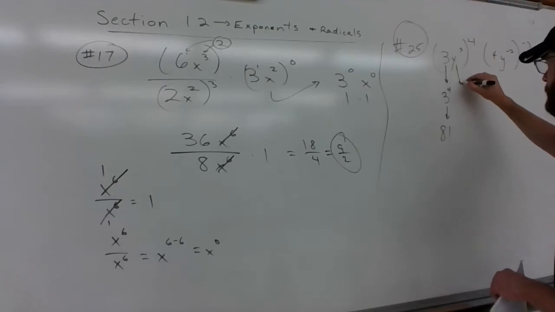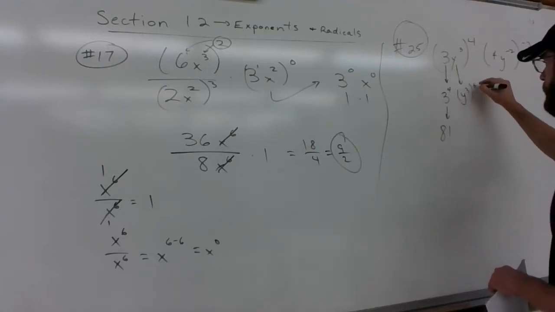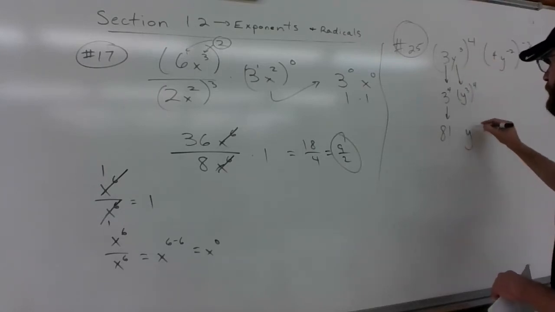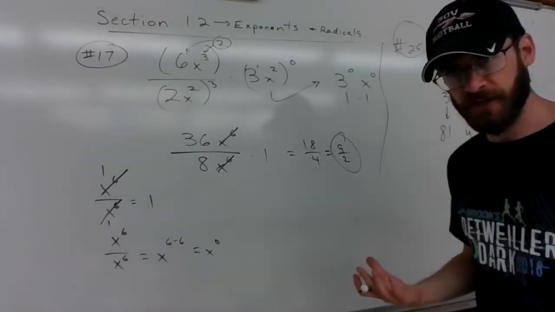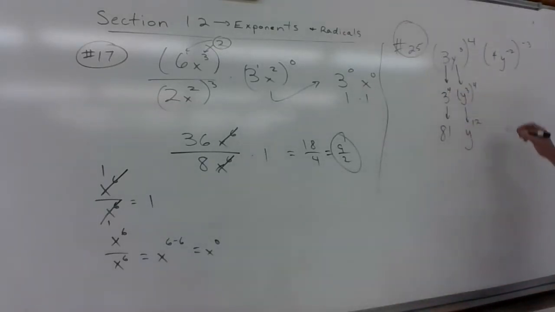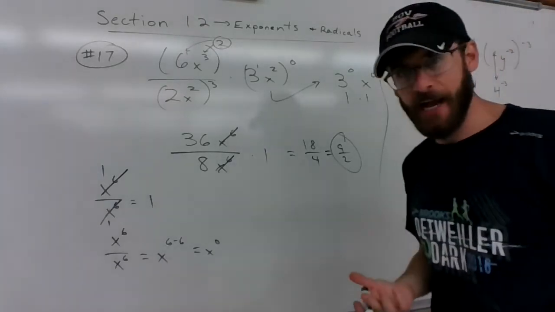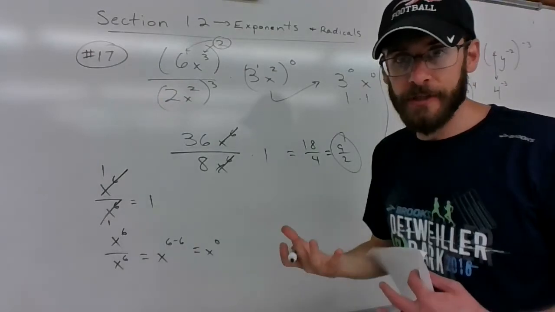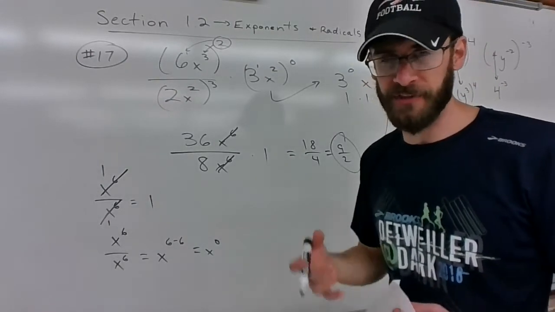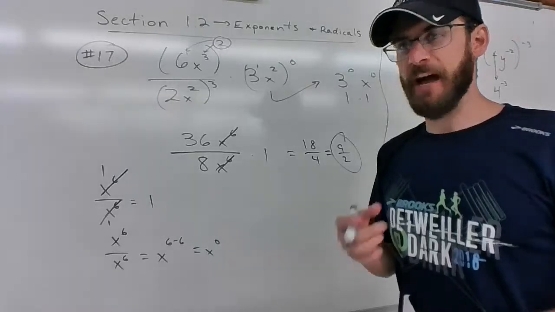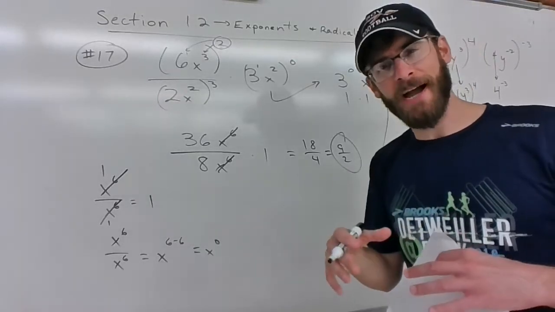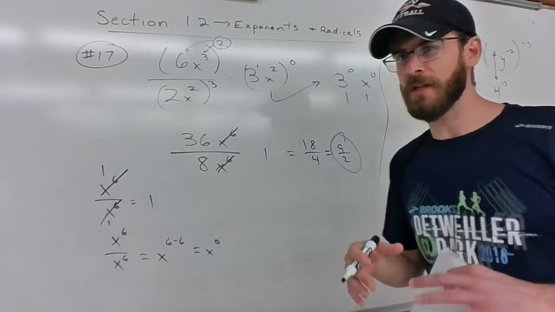Y cubed to the 4th power becomes y to the 12. Remember, you're multiplying those exponents. 4 to the negative 3, I'm just going to leave that as is right now, because again, you can't really take something times itself negative 3 times and come up with a legitimate value just yet. At least in my mind, a negative exponent doesn't make a whole lot of sense.